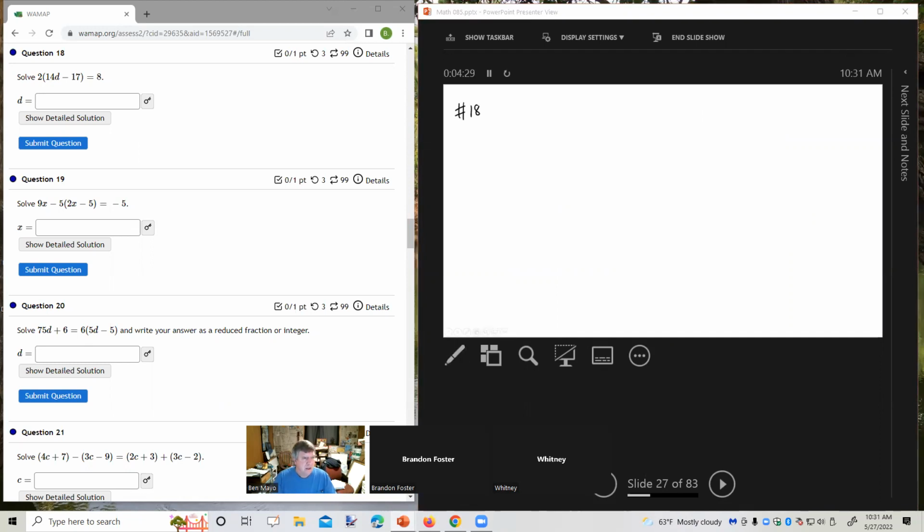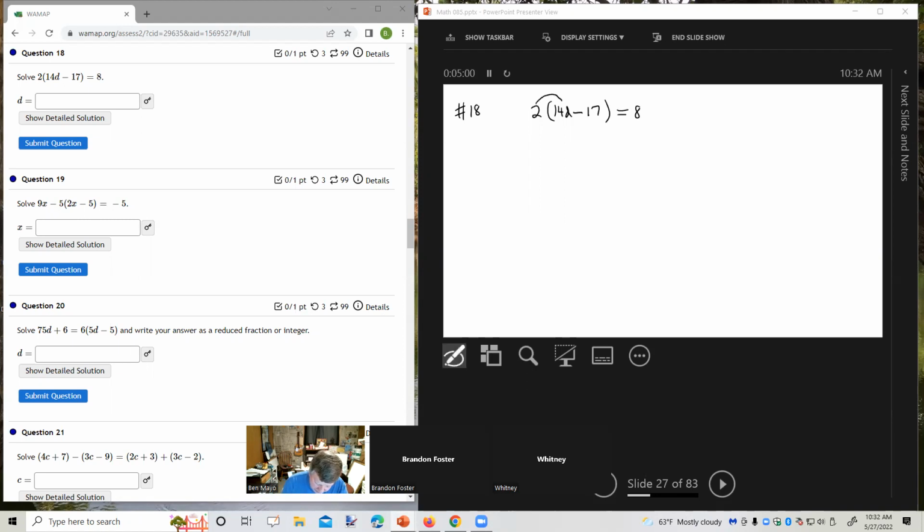Number 18. It says solve 2 times the quantity 14d minus 17 equals 8. So the first thing we're going to do is simplify everything on both sides of the equation. On the left side, inside the grouping symbol, we have 14d minus 17. Those are not like terms, so we can't combine them. So we're forced to distribute the 2.